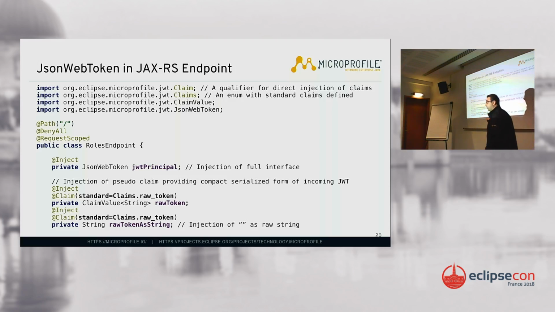Obviously, if the request is not authenticated, it will be rejected because I have the @DenyAll annotation. If the request comes, but the token is invalid, it won't be called either. It will be rejected. So you don't need to handle that anymore. Then, if you really love having the JSON things directly, you can retrieve the token using these claims here. Here you have claim value of string, raw token, and here you have directly the result. So it's a pseudo claim, the raw token, and you retrieve it as a string and not as JSON, as I said.